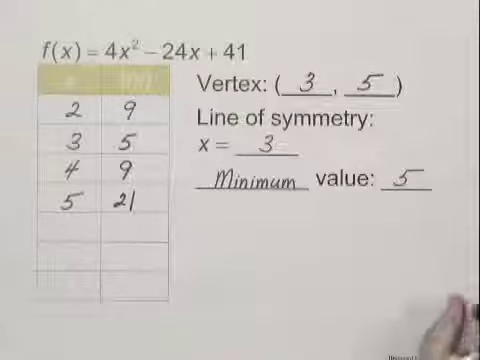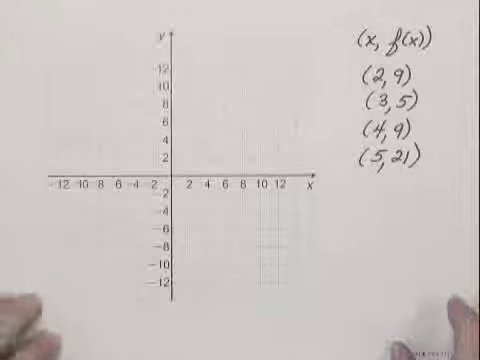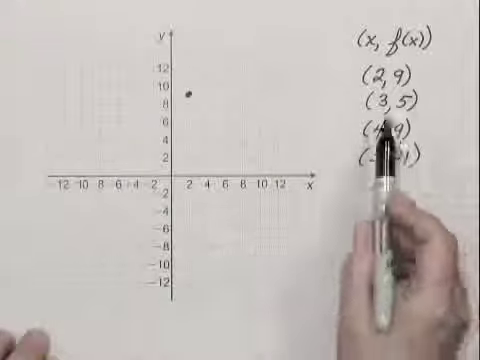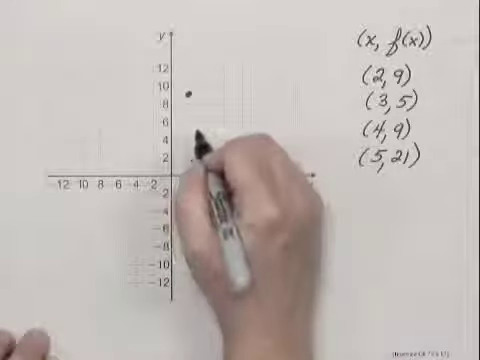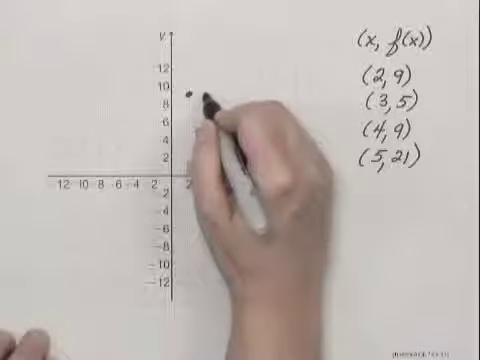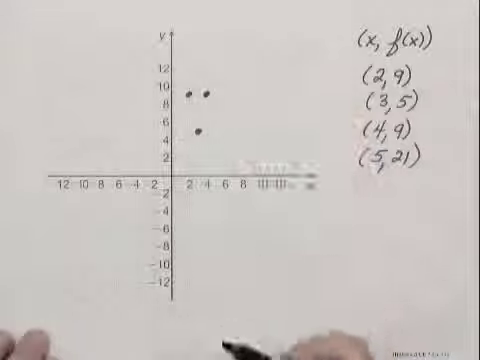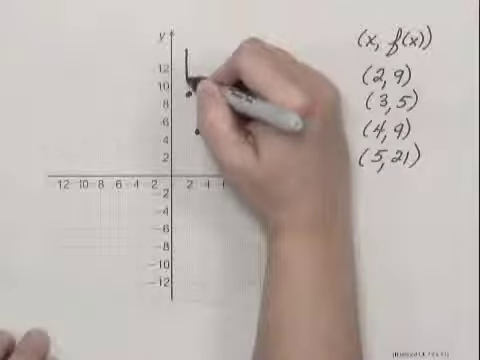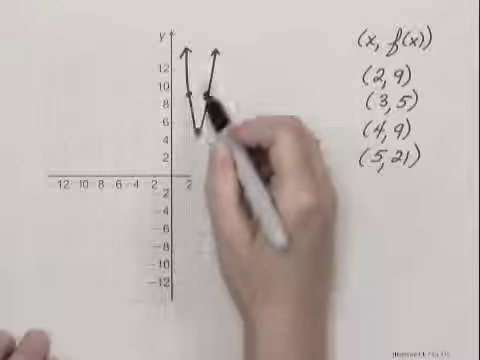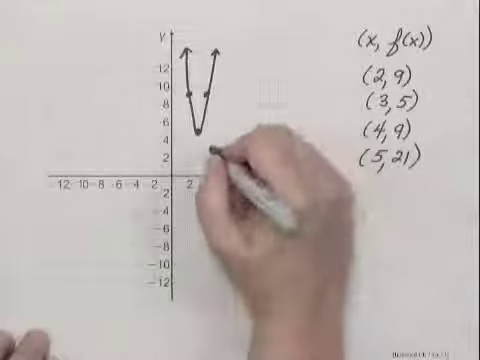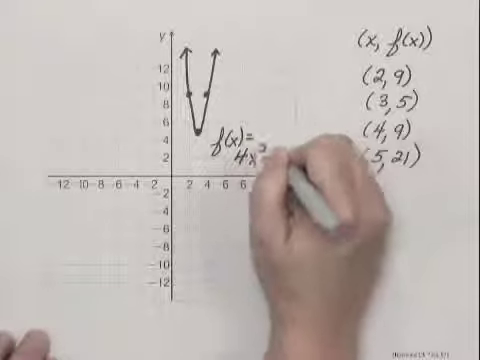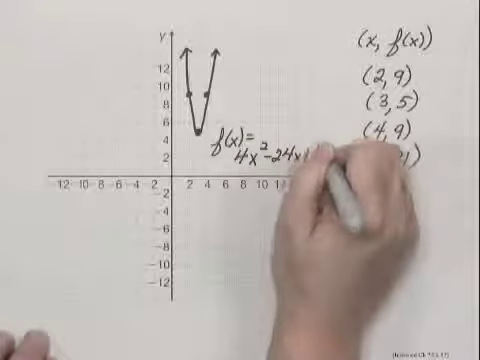So to graph this, I would plot the points that I know: (2, 9), (3, 5), and that's the vertex, (4, 9), and (5, 21) goes off the grid. So I have a narrow parabola here opening up with a vertex of (3, 5) and a line of symmetry of x equals 3, and I label that f of x equals 4x squared minus 24x plus 41.